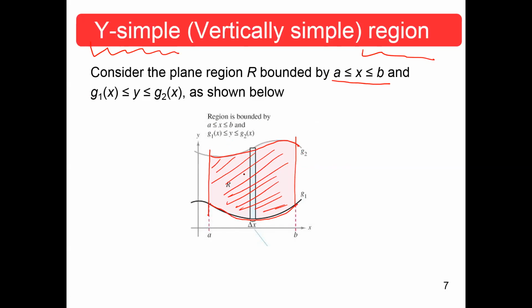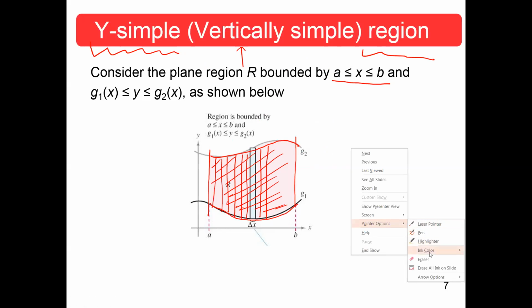Okay. Now, what's more important is, if you want to decompose this region, you can decompose it by slicing it from the x direction. Once you slice it, you get a bunch of small vertical strips. That's why some books also call it a vertically simple region. Once we see this, I typically use an arrow sign to show this is a y simple region. Let me change to another color to show what I typically do.